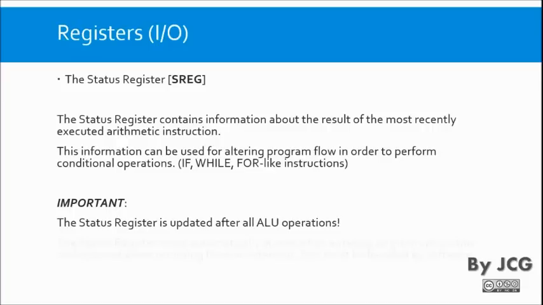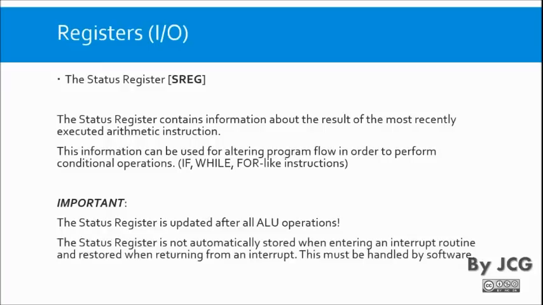A very important fact about the status register is that it is updated after all ALU operations. What it means is that if you care about the result of an operation and you perform another operation, then the status register is going to be erased and written with the new information. So you need to be very careful about when to read the status register. Another thing to consider is that the status register is not automatically stored when entering an interrupt routine. It is also not restored when returning from an interruption. This must be handled by software. We'll see this better in another video when we learn about interruptions.